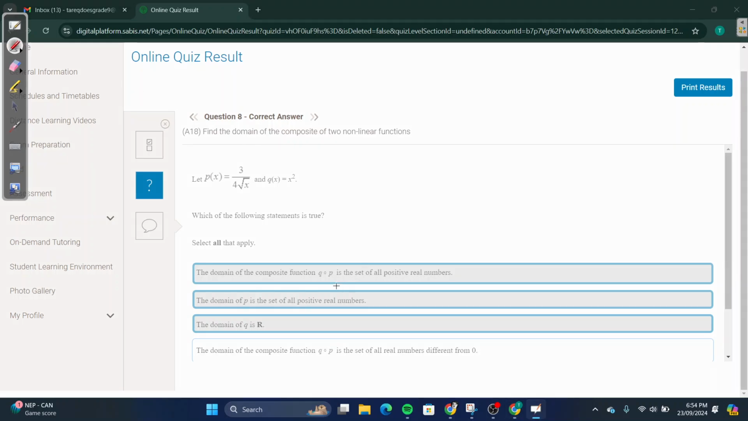Q of p. So you want q of p of x. So you want to substitute p of x into q. So 3 over 4 root x, all squared. This will be 9 over 16x, because you distribute the square across the numerator and the denominator.